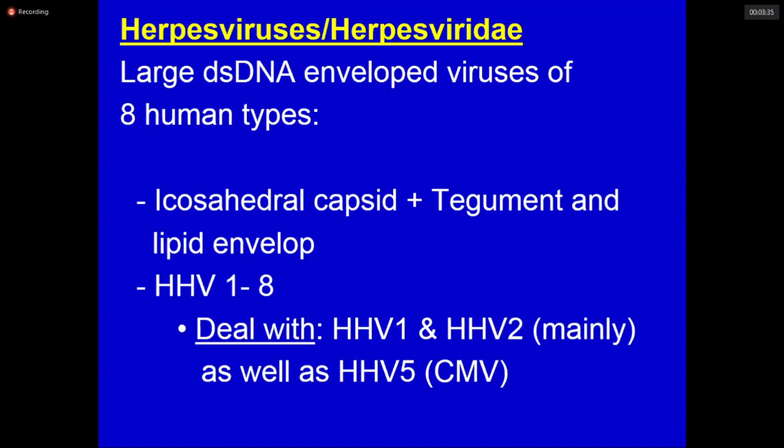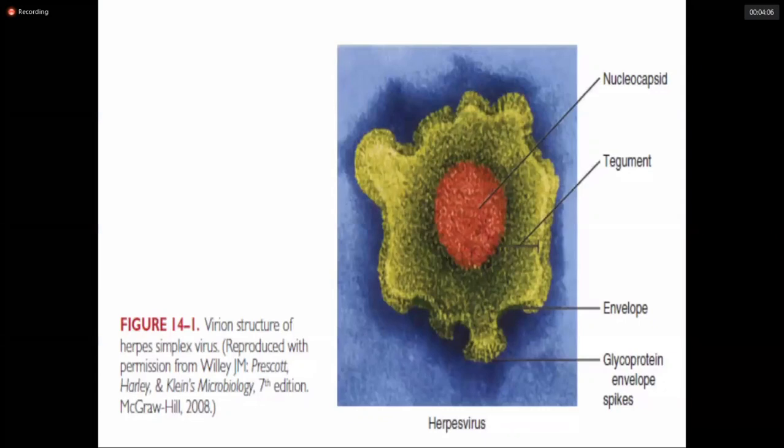Starting with the herpes virus, the family Herpesviridae. I always tell you, once you see viridae, it means family. These are large double-stranded DNA enveloped viruses of 8 human types, type 1, 2, 3, 4, and so on. They have an icosahedral capsid, tegument, and lipid envelope. You can see it. The tegument, this is the tegument.